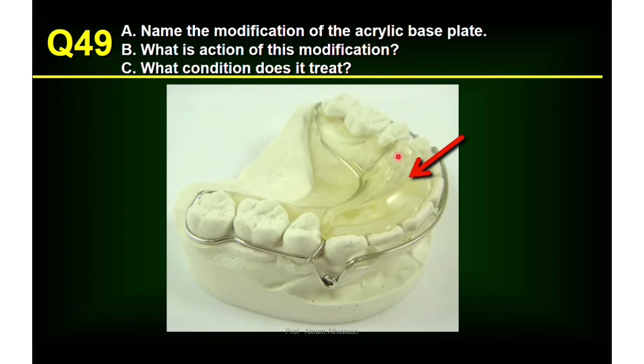Name the modification of the acrylic base plate. This is an upper removable appliance with an inclined anterior bite plane. What is the action of this modification? It is used to disengage the occlusion and also to maintain the correction of the Class 2 Division 1 after treatment with a twin block functional appliance. What condition does it treat? It will treat deep bite in a Class 2 Division 1 malocclusion.